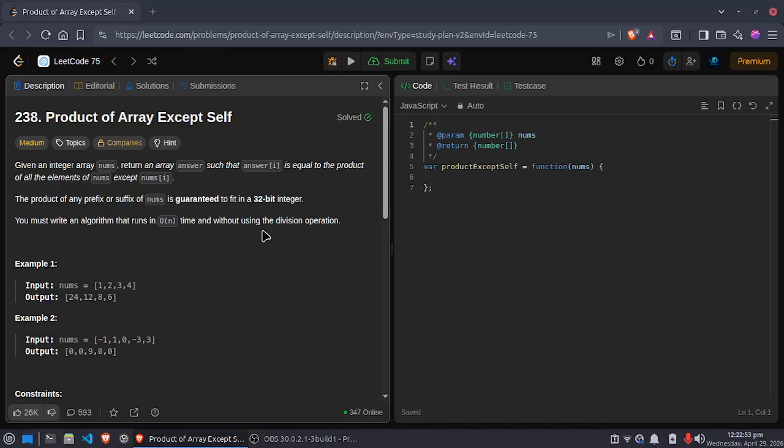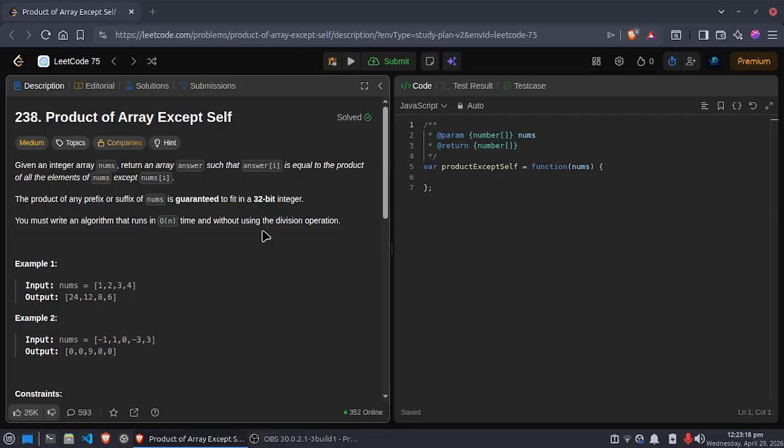Today is day 7 of our LeetCode 75 study plan series, and today we are solving LeetCode number 238, Product of Array Except Self. This is a very famous interview problem because it teaches us how to think beyond the obvious solution and helps us understand the prefix and suffix pattern. Yes, the prefix and suffix pattern we learn in this problem.